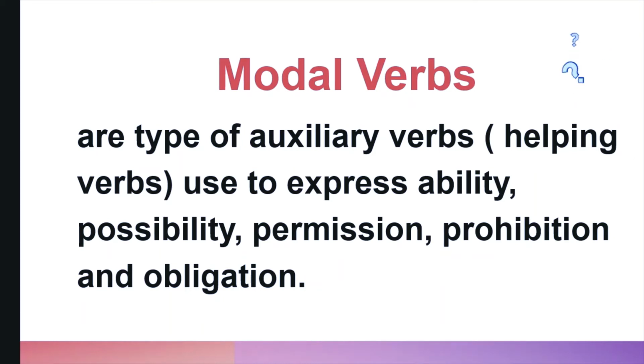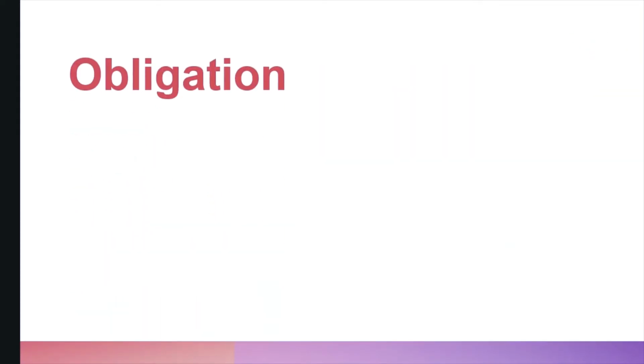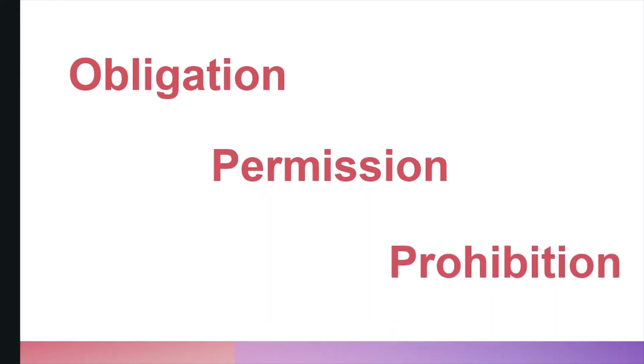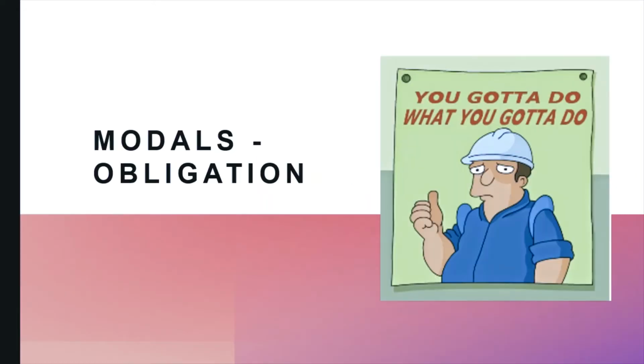Modal verbs are types of auxiliary verbs used to express ability, possibility, permission, prohibition, and obligation. But we will focus only on these three, which are the modal verbs of obligation, permission, and prohibition. So, what are modals of obligation? Well, you got to do what you got to do.